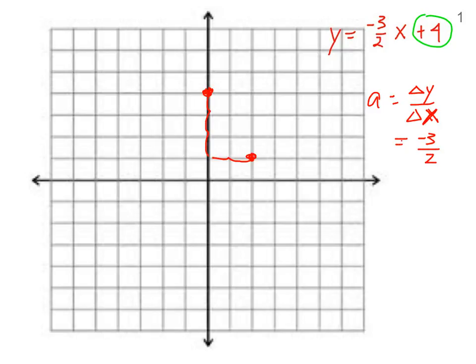And then I could keep following this pattern, so I can go down 3 again, 1, 2, 3, and then across 2, 1, 2, and that's where my next point is. And I could keep doing this pattern as long as I want. And basically, this is how I trace out my line. I now know that my line looks a little bit like this.